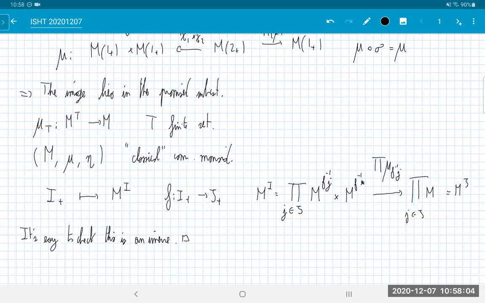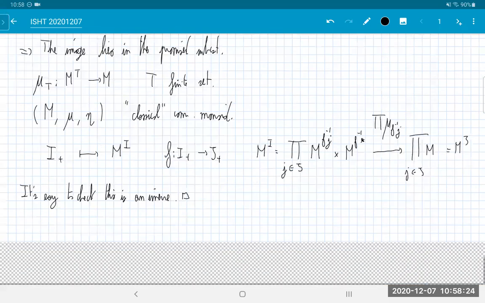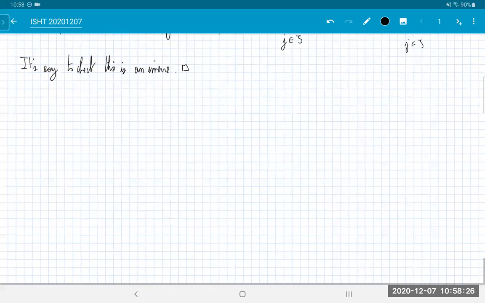Okay. Questions about this? No. Okay, good. Now the category of commutative monoids is much better than the category of monoids, actually. And let me show a lemma that's going to be useful, a couple of lemmas.